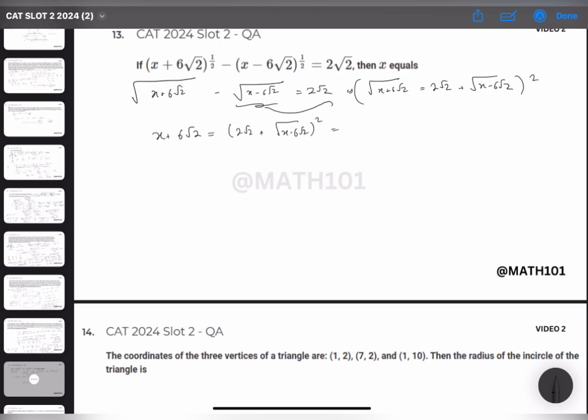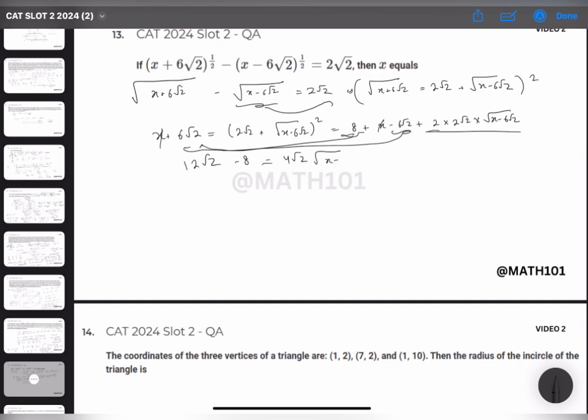This is a square, that is 2 root 2 squared, that is 8, plus b square, that is root of (x minus 6 root 2) squared, that is x minus 6 root 2, plus 2ab, so 2 into 2 root 2 into root of (x minus 6 root 2). So x gets cancelled. So we are left with 12 root 2, taking this term here and 8 also here, minus 8 equals this 4 root 2 root of (x minus 6 root 2).